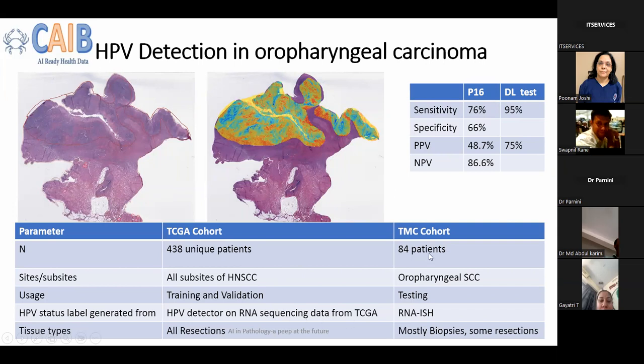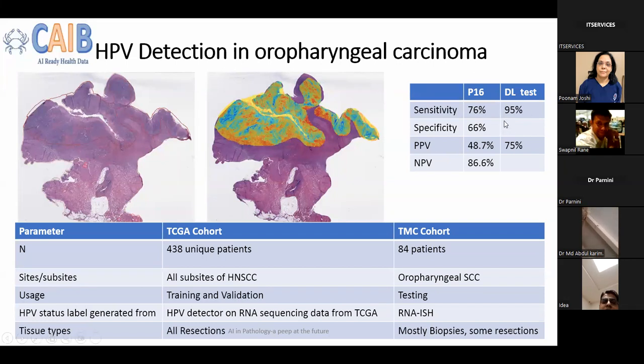Then we tested it on TMC datasets. In this case, we took not all head and neck cancers, but just oropharyngeal squamous cell carcinoma. These cases were available from Dr. Mahimkar. We did a similar process: we marked out roughly the tumor boundaries, and we tested. We had HPV information from the work from Dr. Mahimkar's lab, and we then assessed its accuracy on our patients. We compared it to the current test that we do as a surrogate for actual genomic testing, that is P16-IHC.